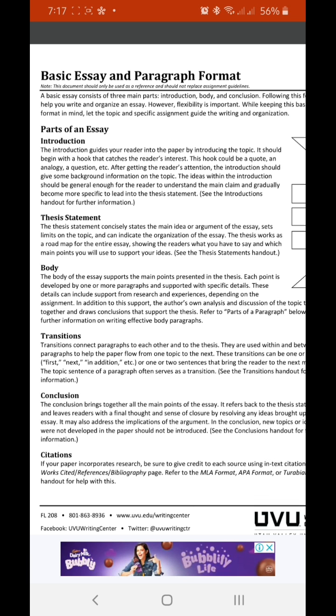Today's topic is essay writing. Students, there are three main parts of any essay: introduction, body, and conclusion. We'll discuss these basic parts of essay writing one by one.